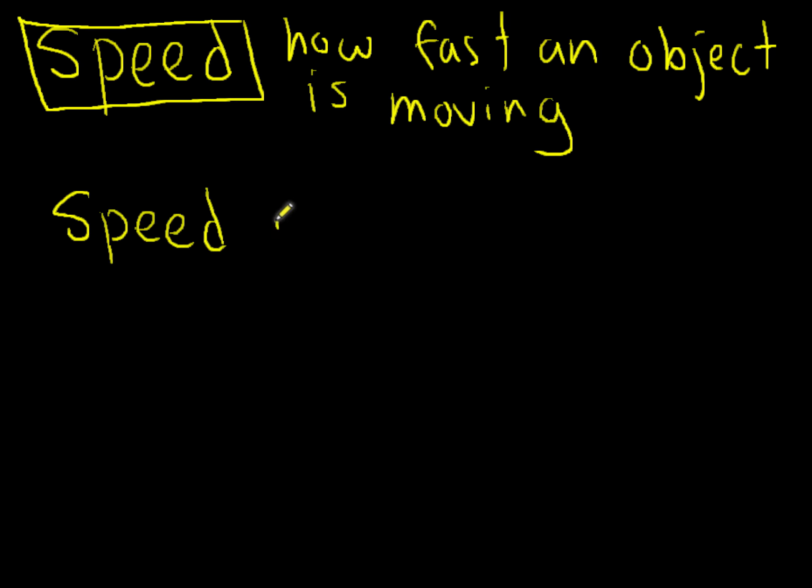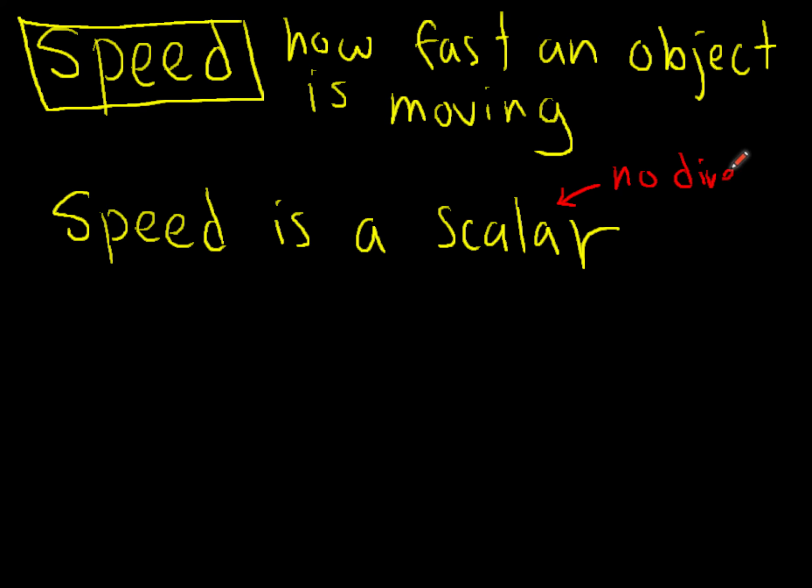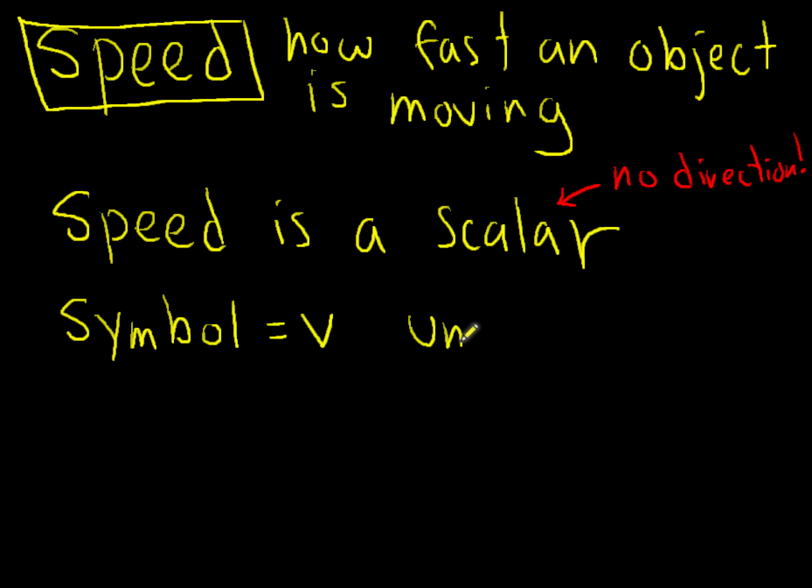Speed is a scalar quantity. This means that we don't use direction in our calculations for speed. Direction doesn't matter to speed because it's a scalar. The symbol we use for speed is lowercase v, and the unit is the meter per second, m/s.